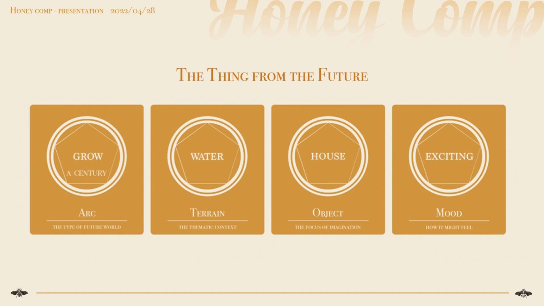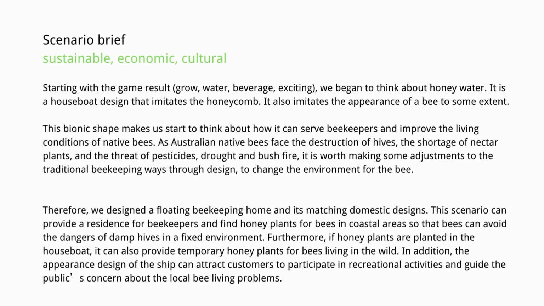We started with the game. Our design elements are grow, water, house, and exciting. This is our brief. We started with the result, then began to think how to use it, and finally it's a boat that imitates the appearance of a bee.